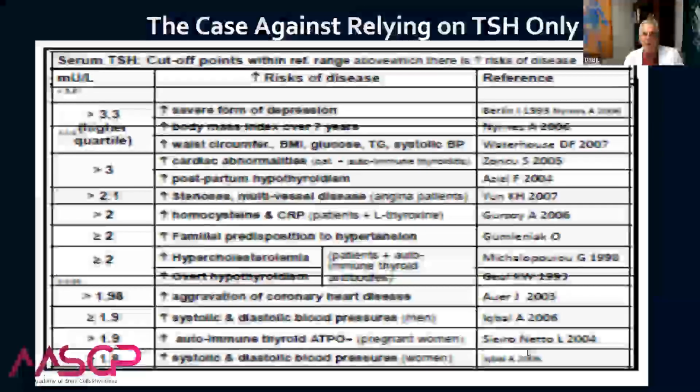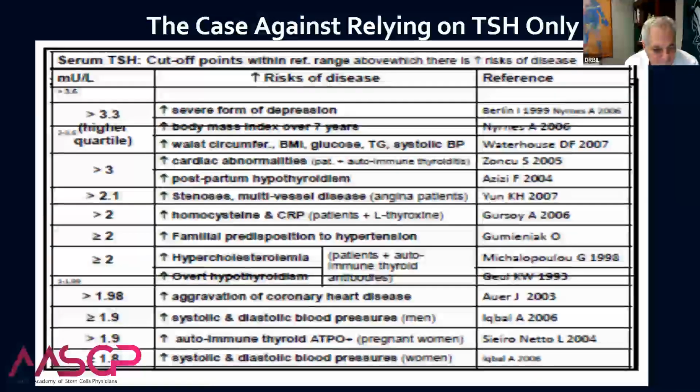Again, remember, 0.4 to 4.5 is normal, and we're supposed to just leave them alone. Here are quite a number of increased disease risk factors within that normal range, actually between 1.8 and 3.3. It goes all the way from autoimmune issues to blood pressure issues, to cardiac disease, to cardiovascular disease, to weight gain, to severe forms of depression, even at just 3.3. And here are the references over here.